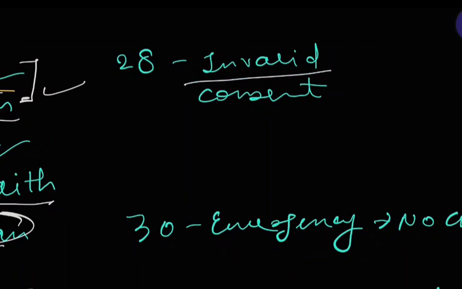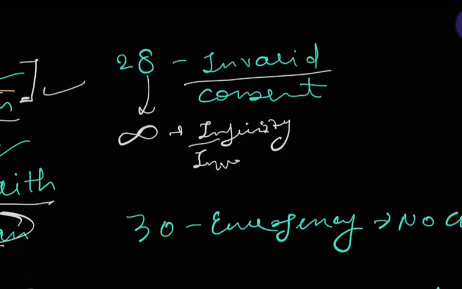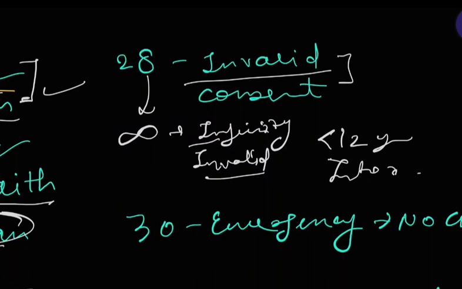Then 28. In 8 we have to remember, if we write 8 like this, it will be infinity. From infinity we have to remember invalid. When will a consent given be invalid? If the person is again less than 12 years of age, intoxicated, etc., then the consent will be invalid.